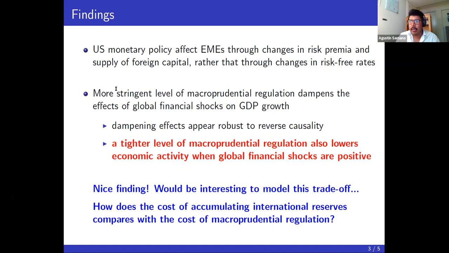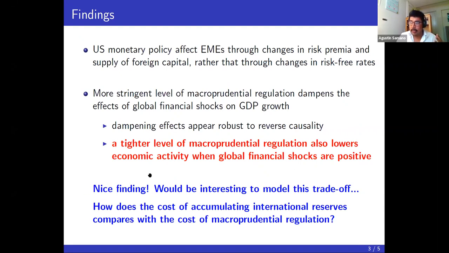Another thing that I found surprising and very nice is the symmetric effect that you mentioned: the fact that a tighter level of macroprudential regulation also lowers economic activity in good times. This is very interesting because usually, in general equilibrium models that try to quantify the effects of optimal macroprudential regulation, they don't have this trade-off. I believe this is a very interesting finding to think about how to introduce this trade-off in a framework like Bianchi 2011, which is usually used to study optimal macroprudential regulation.